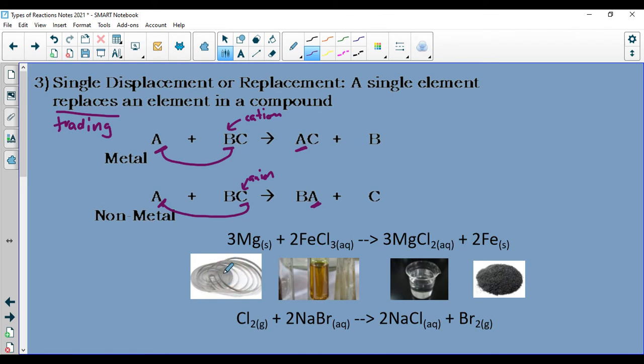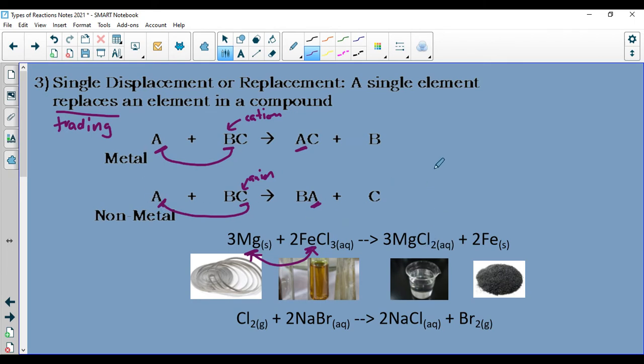I have it pictured here in the ribbon form. And if we would react that with iron 3 chloride, which is a brown clear solution, we would get clear magnesium chloride and we would have a flaky floating precipitate of iron metal. So the iron metal would trade places with the magnesium. Magnesium was on its own, and when the iron and the magnesium trade places, the iron is now in its elemental form and the magnesium is now in its ionic form bonded to the chlorine.